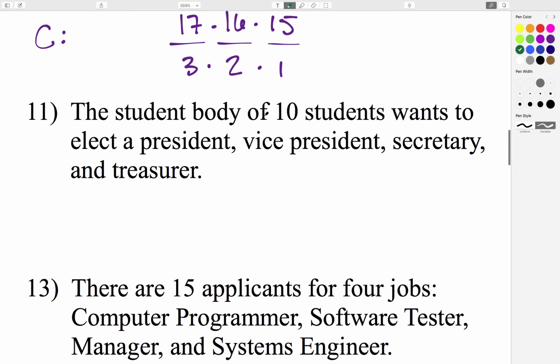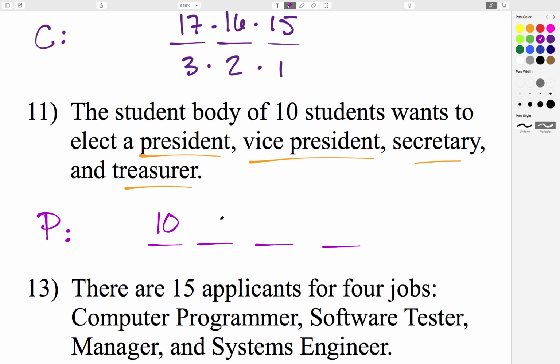The student body of 10 people wants to elect a president, vice president, secretary, and treasurer. Here they're choosing people for Stuco. Is it the same thing to be the president or the vice president? No, it's different. So is the secretary and treasurer. They're different positions, so order does matter. It's a permutation. And I want 1, 2, 3, 4 positions. So I have 10, 9, 8, 7, whatever this product gives me.